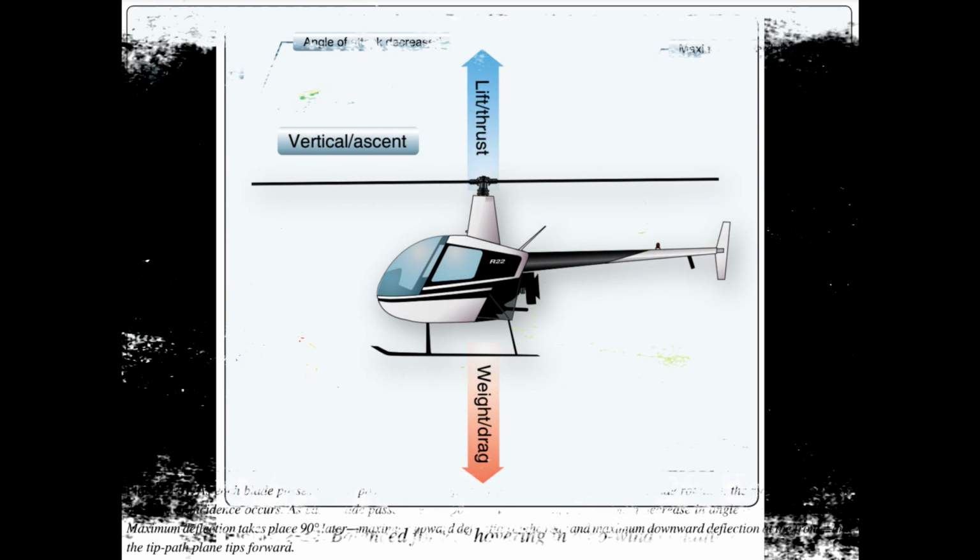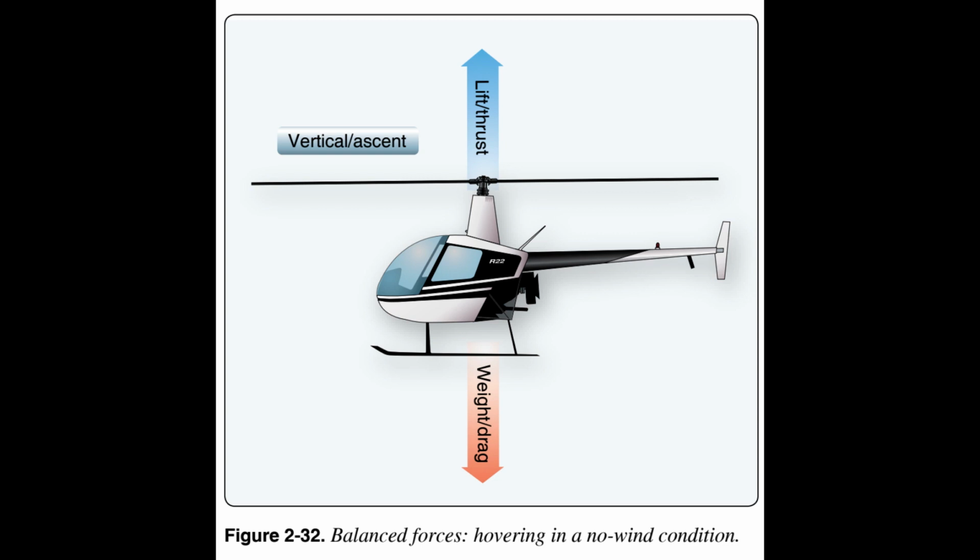Vertical flight. Hovering is actually an element of vertical flight. Increasing the angle of incidence of the rotor blades, pitch, while keeping their rotation speed constant generates additional lift and the helicopter ascends. Decreasing the pitch causes the helicopter to descend. In a no-wind condition in which lift and thrust are less than weight and drag, the helicopter descends vertically. If lift and thrust are greater than weight and drag, the helicopter ascends vertically.